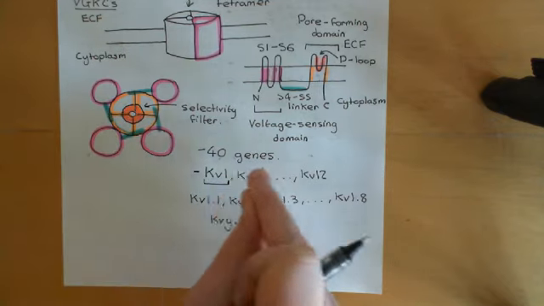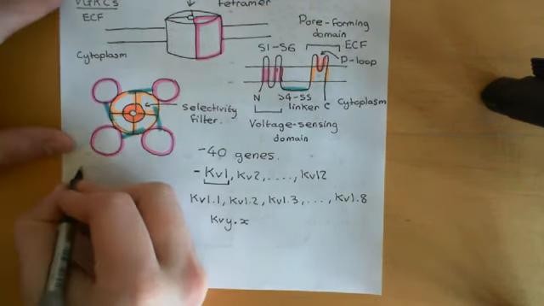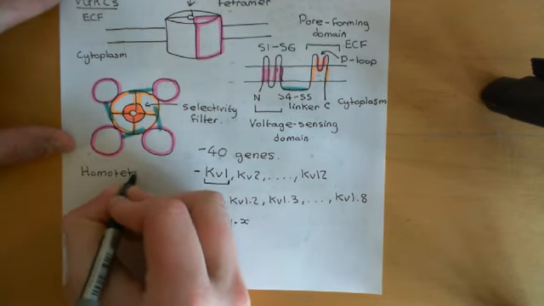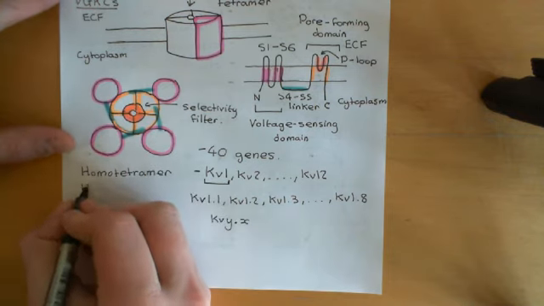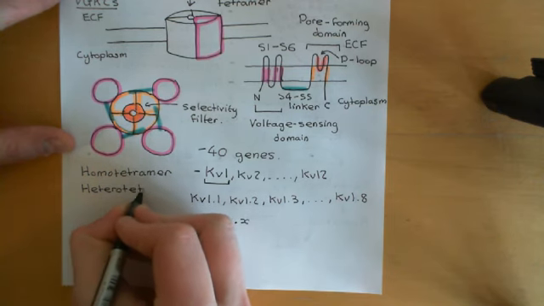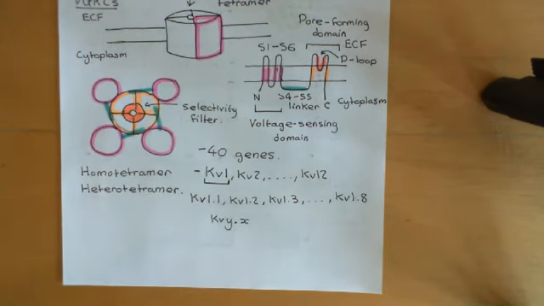However, there are some of these 40 genes that can't actually form homotetramers. We're not going to see a single one of the ones that can't form homotetramers and have to form heterotetramers. So I'll just write these big words out. A homotetramer is a tetramer made up of 4 identical voltage-gated potassium channels. A heterotetramer is a tetramer made out of different voltage-gated potassium channel subunits. As I say, we're not going to see any heterotetramers, so you don't need to worry about that.